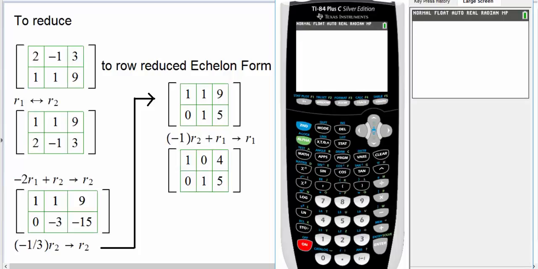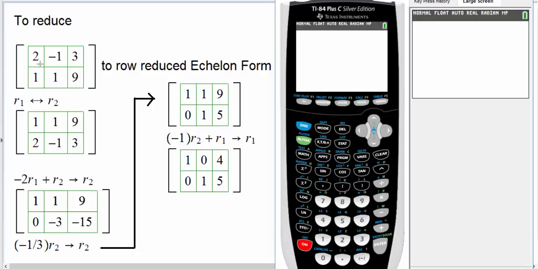So in this video, we are going to see how to use a TI-84 calculator to perform row reduction operations on a matrix. For example, say we have to reduce this matrix to row reduced echelon form. That is, we would try to transform these two columns to look like 1 0 and 0 1, and this is one of the ways of using it in solving linear equations.